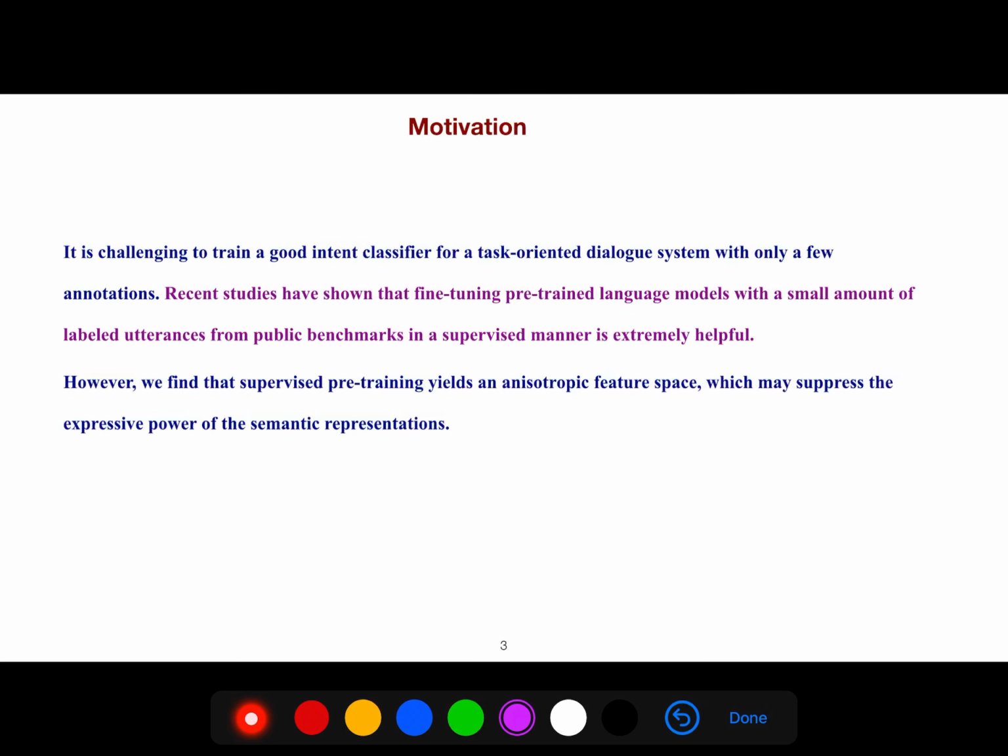It is challenging to train a good intent classifier for a task-oriented dialogue system with only few annotations. Recent studies have shown that fine-tuning pre-trained language models with a small amount of labeled utterances from public benchmarks in a supervised manner is extremely helpful. However, we find that supervised pre-training yields an anisotropic feature space. For example, the features are just in a small cone, so you miss the rest of the state space, which is quite large.